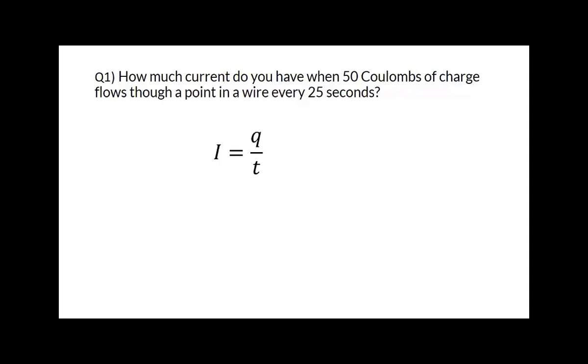I'm going to talk too much without enough questions. Let's go ahead and do this first one. How much current do you have when 50 coulombs of charge flows through a point every 25 seconds? So how much current would you have? I should have written down a givens list. So you have charge, 50 coulombs. You have time of 25 seconds. You get 2 amps. So you'd have 2 amps.